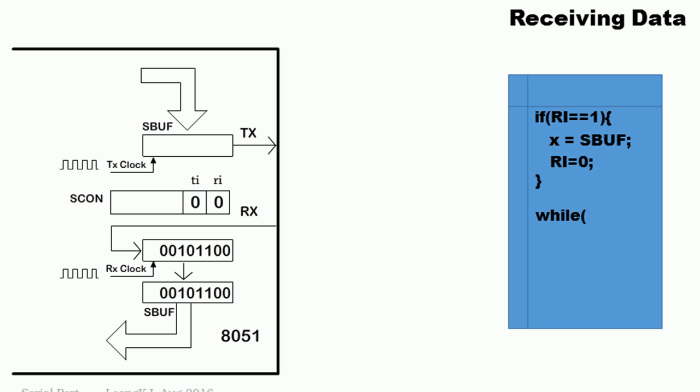A while statement can also be used to monitor the receive interrupt flag. While RI is 0, the program will hang in the empty while loop. After retrieving the data, RI should be cleared to 0.